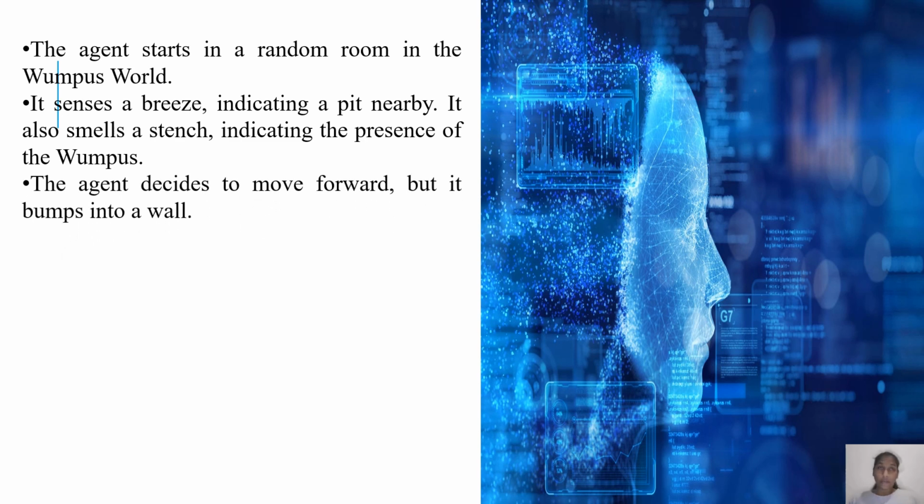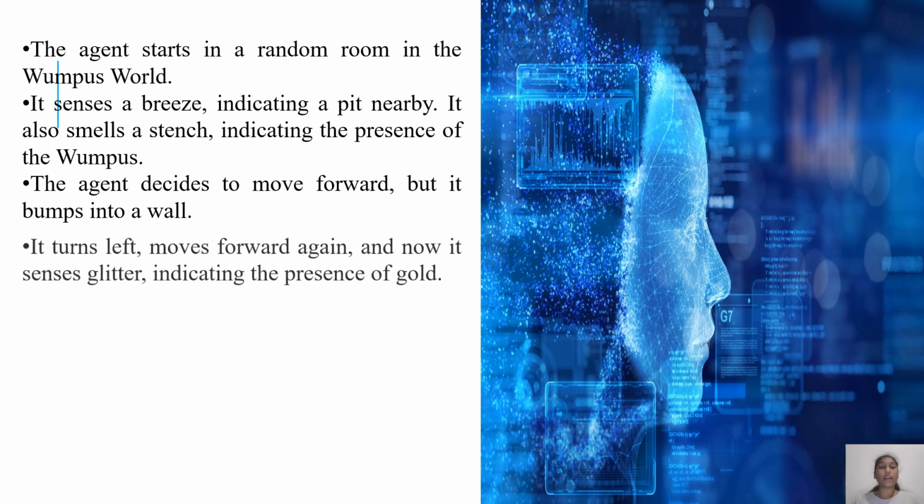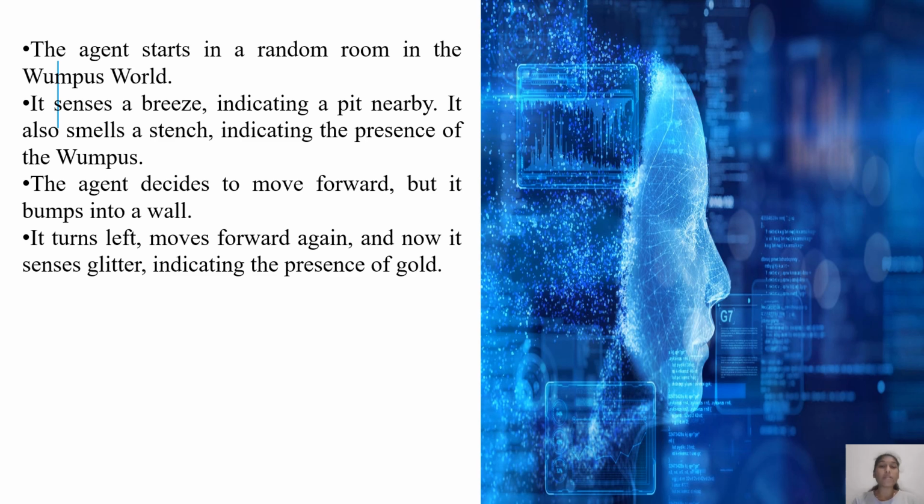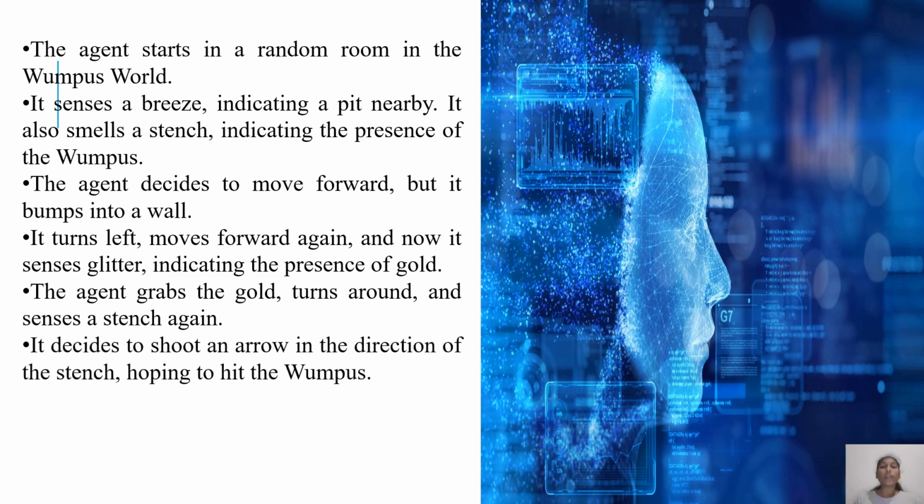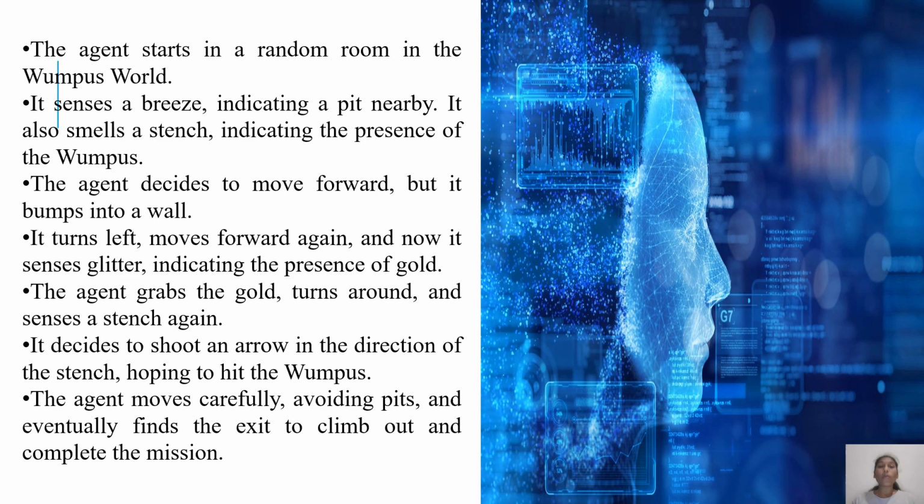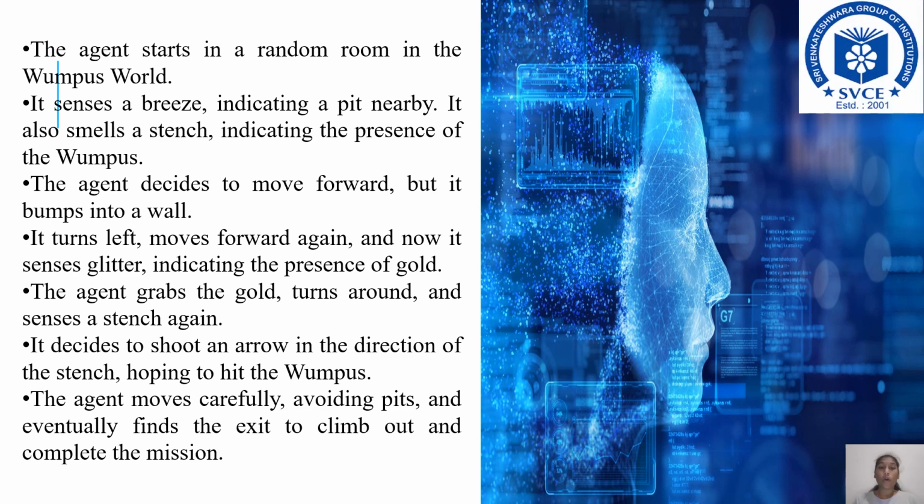When the agent moves forward and bumps into a wall, it can decide whether to go right or left, and after deciding in which direction it wants to go, it will move forward. When it senses the gold, it grabs the gold. If it senses any stench again, it can use the arrow. So it decides to shoot an arrow in the direction of the Wumpus to hit the Wumpus. So our aim is to avoid the pits and go carefully such that we should not be eaten by the Wumpus, and we must grab the gold.